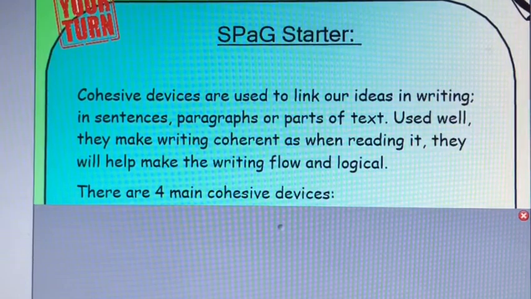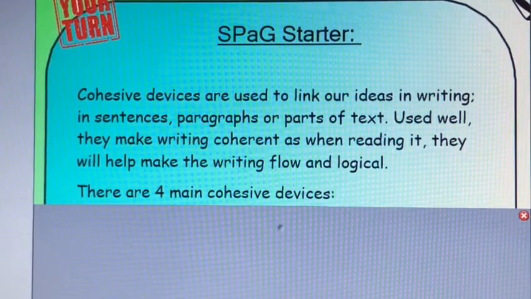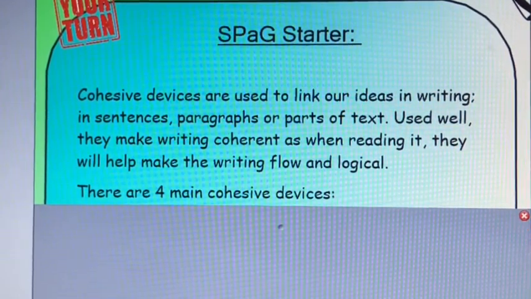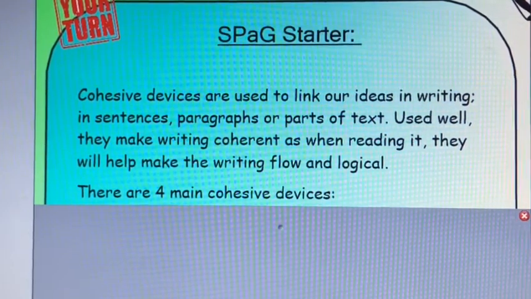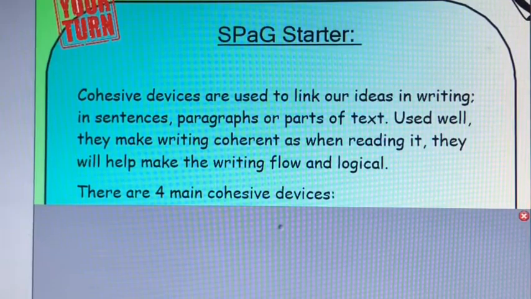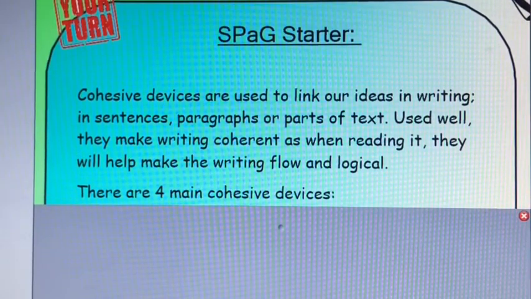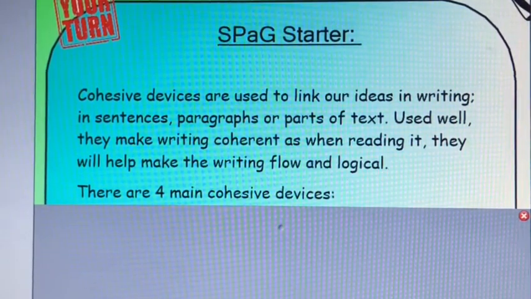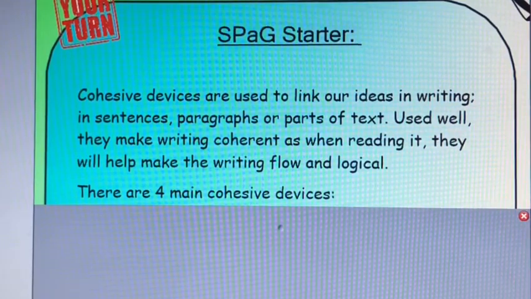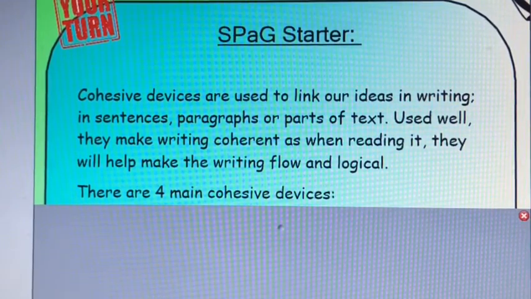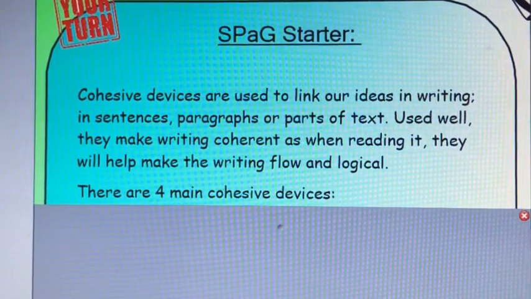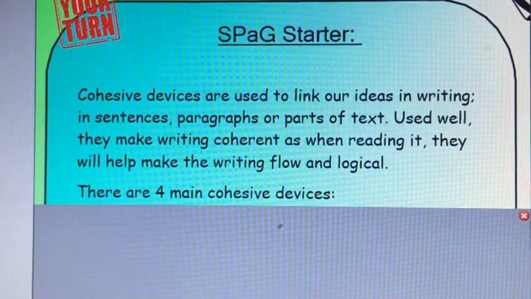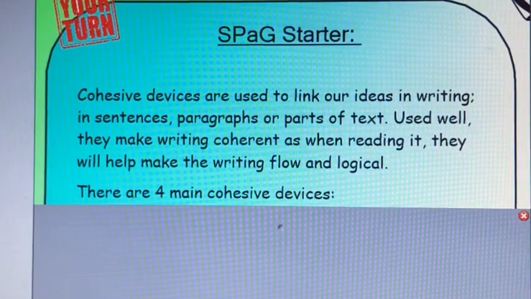So last week we had to use a range of cohesive devices to build cohesion. So if we remind ourselves what cohesion is, cohesive devices are used to link our ideas in writing, in sentences, paragraphs or parts of text. Used well, they make writing coherent, as when reading it, they will help make the writing flow and logical. So cohesion means that our writing makes sense and that it is clear to read.